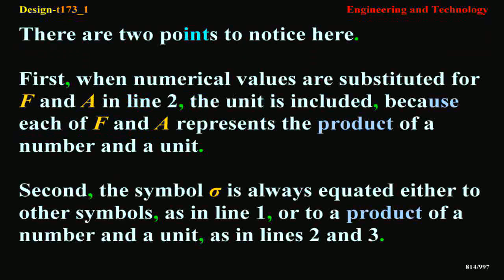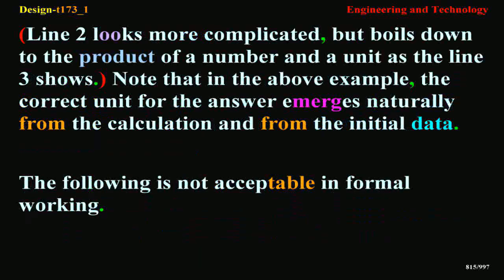There are two points to notice here. First, when numerical values are substituted for F and A in line 2, the unit is included, because each of F and A represents the product of a number and a unit. Second, the symbol is always equated either to other symbols, as in line 1, or to a product of a number and a unit, as in lines 2 and 3. Line 2 looks more complicated, but boils down to the product of a number and a unit, as line 3 shows. Note that in the above example, the correct unit for the answer emerges naturally from the calculation and from the initial data.